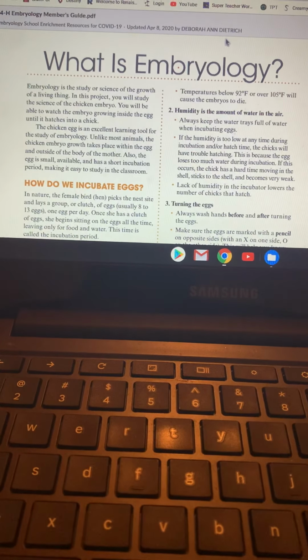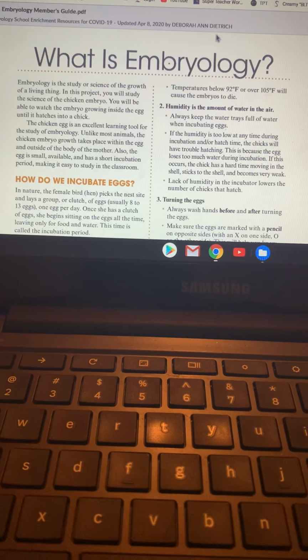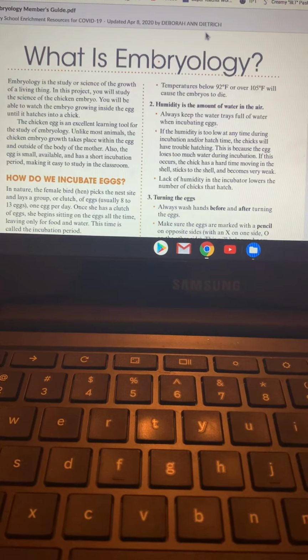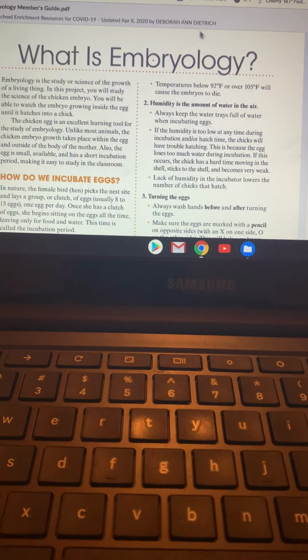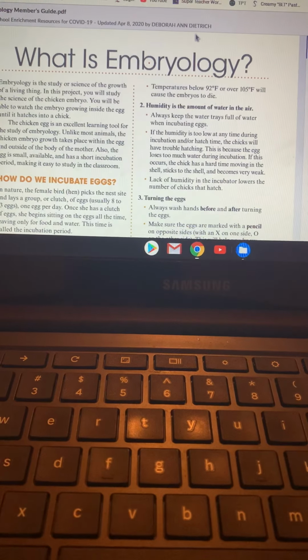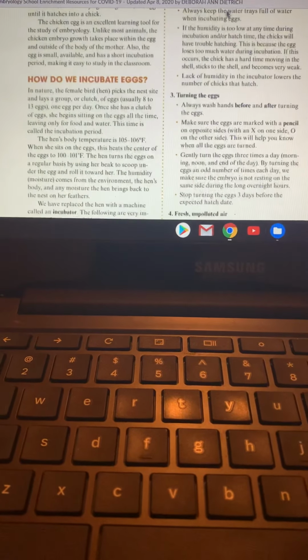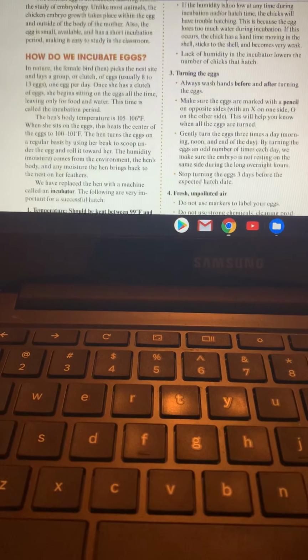Unlike most animals, the chicken embryo growth takes place within the egg and outside the body of the mother. Also, the egg is small, available, and has a short incubation period, making it very easy to study in the classroom. How do we incubate eggs?